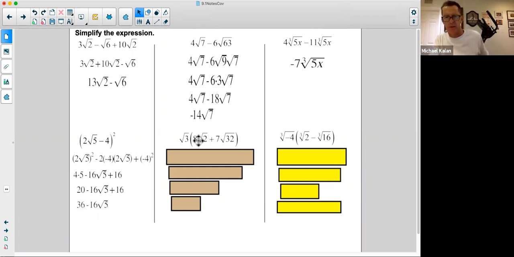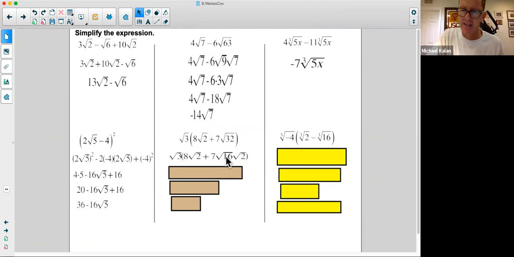Inside the parentheses, let's see if we can simplify anything. 8 root 2. Can you do anything with that? No. Square root of 32, though. Perfect square factor of 16, doesn't it? Okay, so what's the square root of 16? It's 4. So now I would have 7 times 4, which are 2 outies. I can multiply those and make 28. So I have 28 root 2.